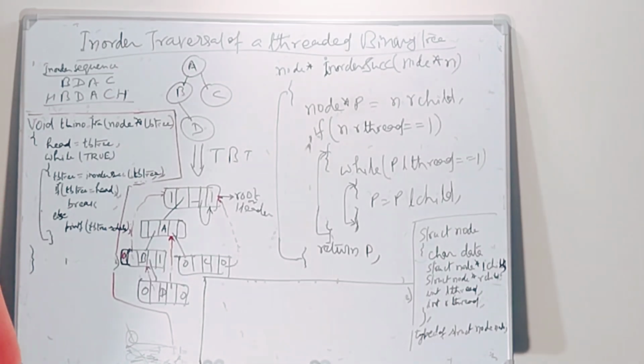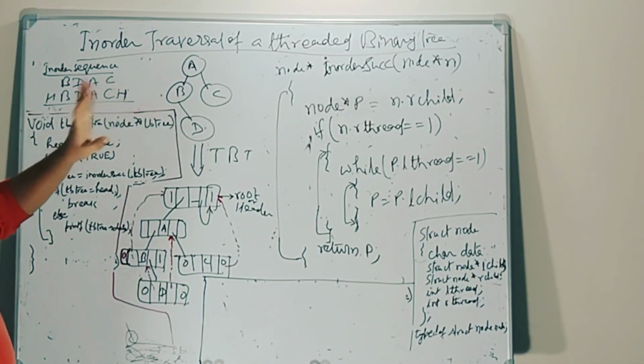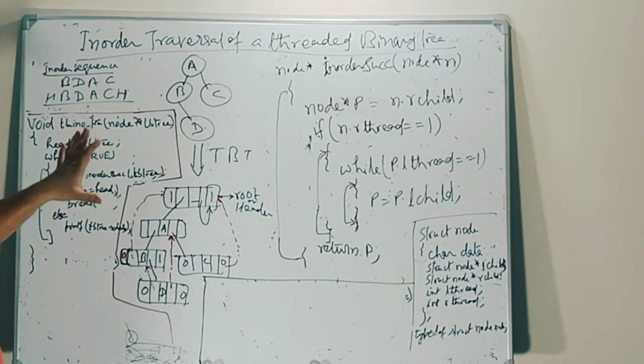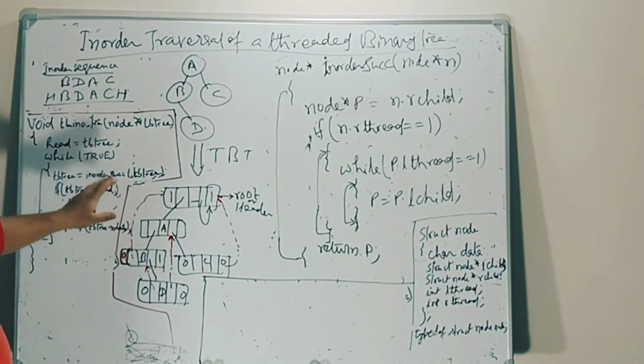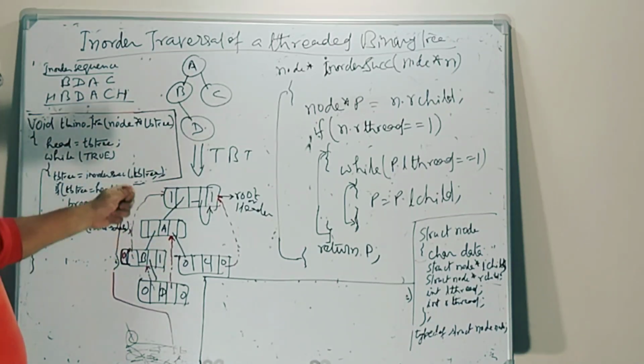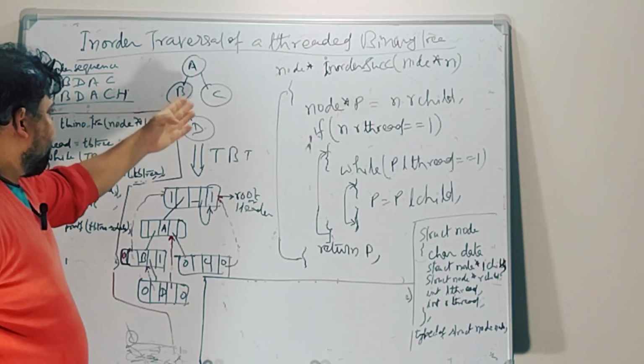Hello everyone. This video is for a topic in order traversal of a threaded binary tree. Here I am simply going to explain how we will traverse a threaded binary tree in an in order manner. For an example, I have taken this binary tree of the four nodes A, B, C, D.